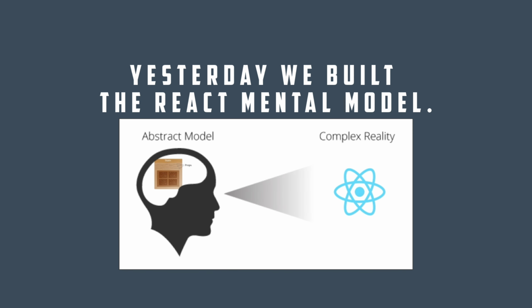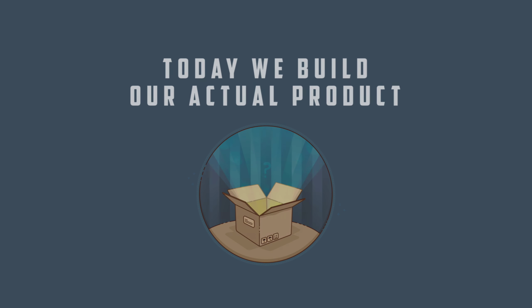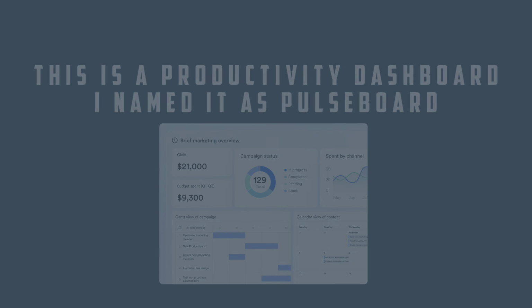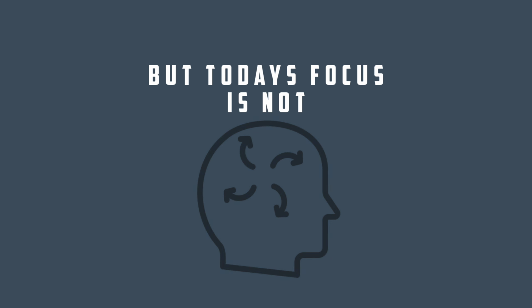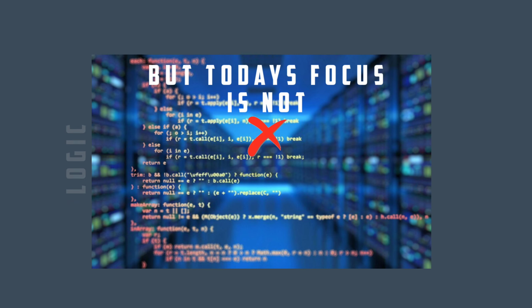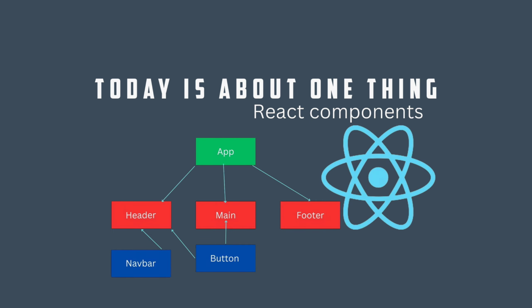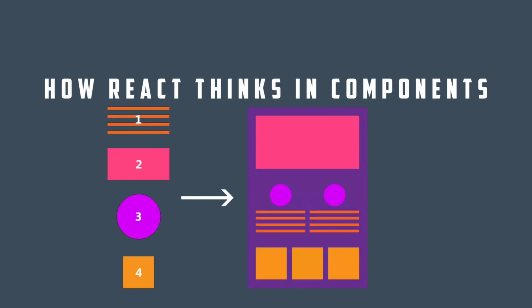Yesterday we built the React mental model. Today we build our actual product. This is a productivity dashboard. I named it PulseBoard. But today's focus is not styling, not logic, not backend. Today is about one thing: how React thinks in components.